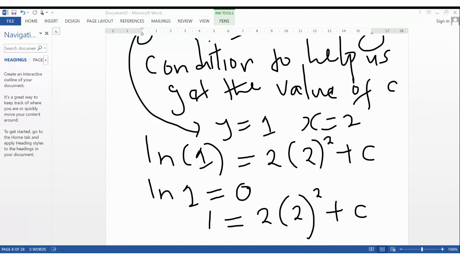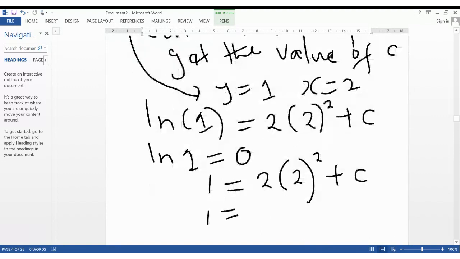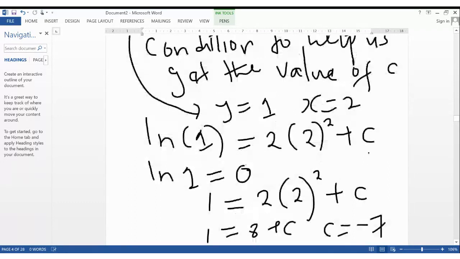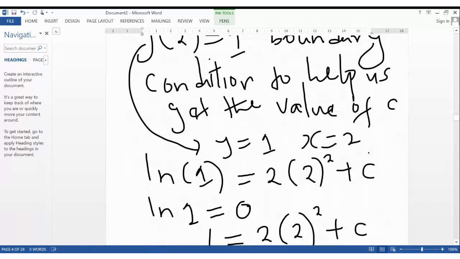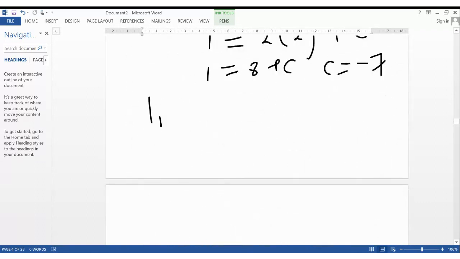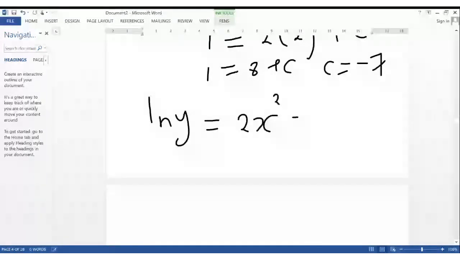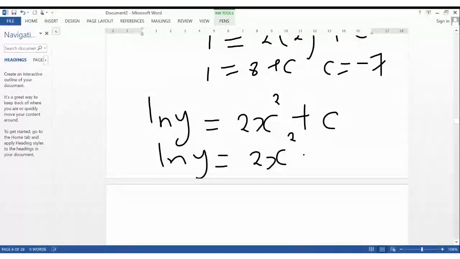So this one we are getting 1 is equal to 8 plus c, so c will be negative 7. Now in the final, we go back to the equation we had here. We had ln y given by 2x squared plus c. But now we know the value of c, so the final answer will be 2x squared plus 7. We are done with that one.